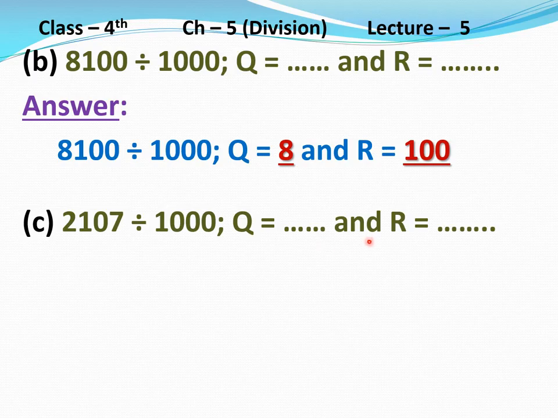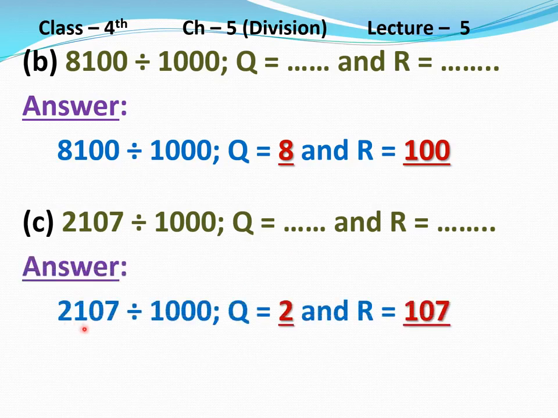Now C part. 2107 divided by 1000. Quotient equal to dash and remainder equal to dash. See, the divisor is 1000. Then the number formed by the last three digits, that is 1, 0 and 7, is 107. That will be the remainder and the number formed by the remaining digit, that is 2, will be the quotient. Write down the answer. 2107 divided by 1000. Quotient equal to 2 and remainder equal to 107. Clear?